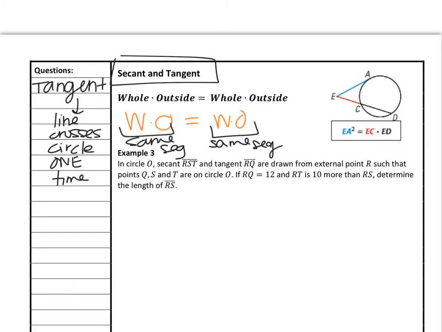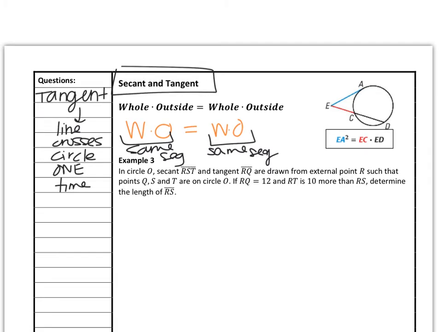A tangent, though, is special because the entire thing is outside the circle, if you think about it. So here's my tangent, AE. And this is a whole piece, because that's all that's there. And it's also the outside piece. So it'll just get multiplied by itself. And then we've got whole and outside.